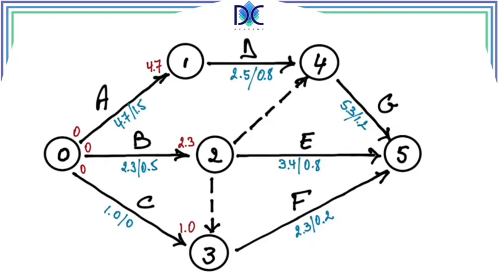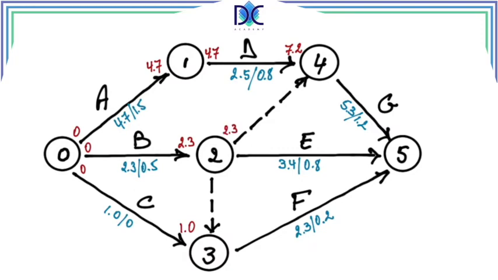Now we have to continue, and we have to determine the early start of the follow-up activity. For D, we only have one activity arriving in node 1, so we can say 4.7. The end time of A is also the start time of D. So we find 4.7, we add 2.5, so we find 7.2, which is the end time of activity D. We do the same for the other activities.